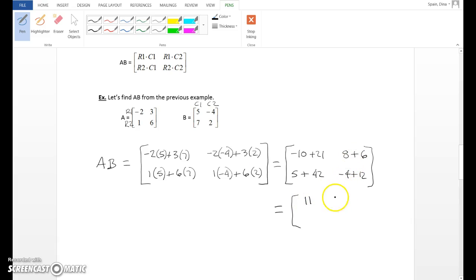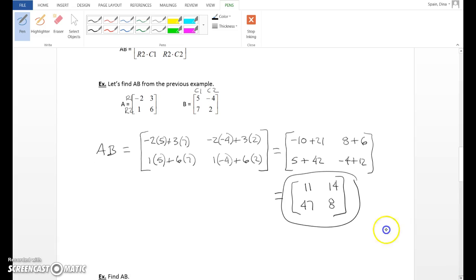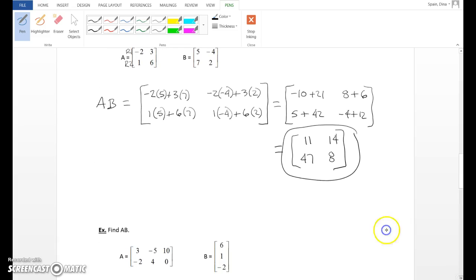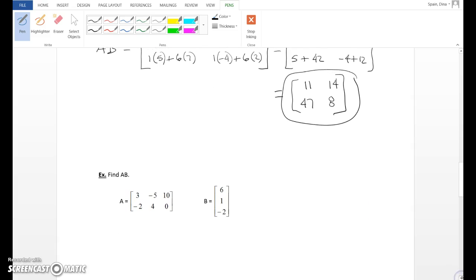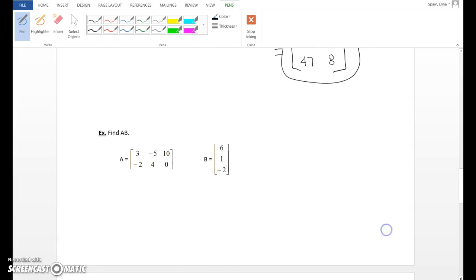Alright, that's 11. This is 14. That's 47. And that's an 8. Doesn't look like an 8, but that's an 8. I'll write that better. Alright, that's the product matrix AB. This is the answer. Alright, that was AB. And it's a 2 by 2 because we multiplied two 2 by 2's together. So we did dot products in order to do that matrix multiplication.